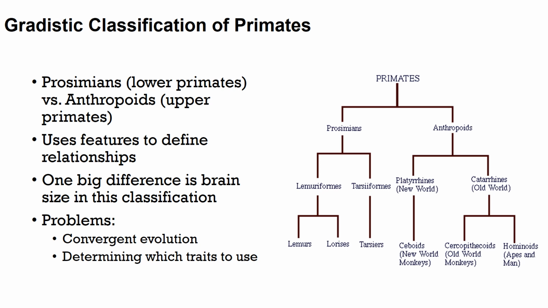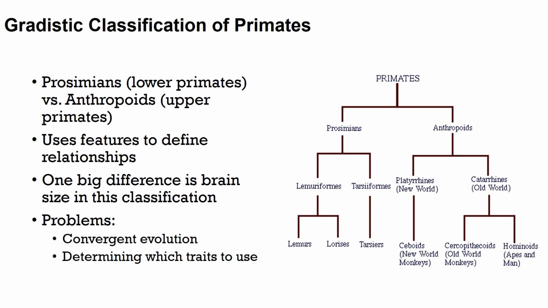This uses features to define the relationship, and one big difference is brain size in this classification. So here, brain size really pushes tarsiers to be closer to lemurs, and pushes monkeys closer to each other, and pushes humans into our own category.